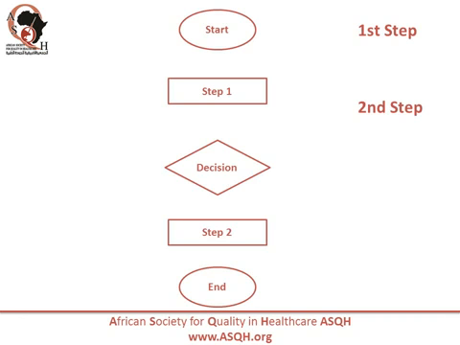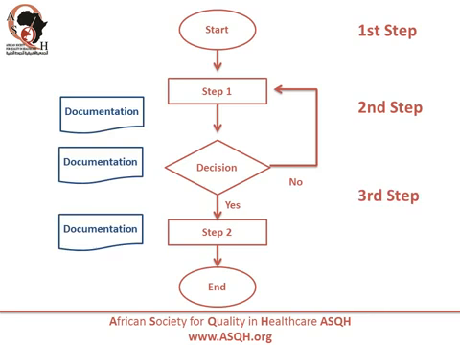Second step. List major steps, or tasks, and decision points. List, in sequential order, each of the major steps, or tasks, and decision points that occur as part of the process between the start and end points. Third step. Use standardized graphical symbols to show documentation of the process.